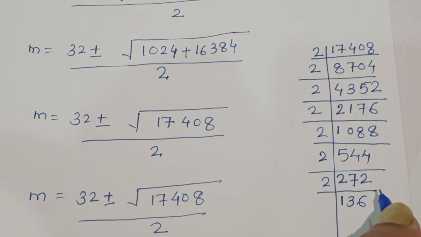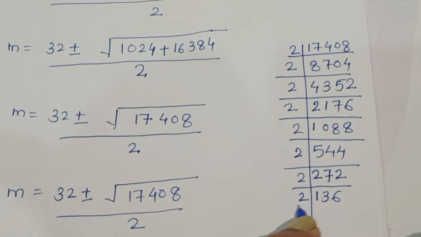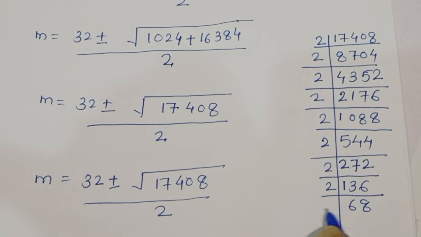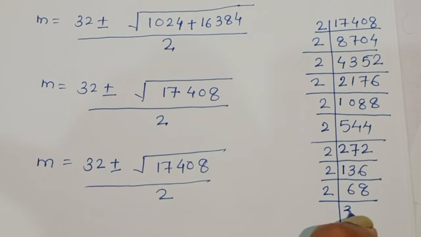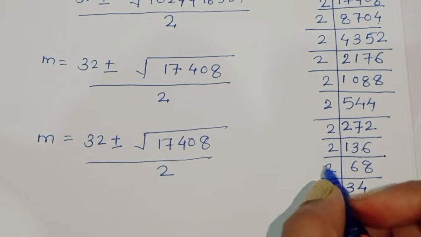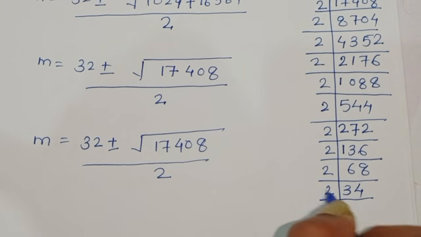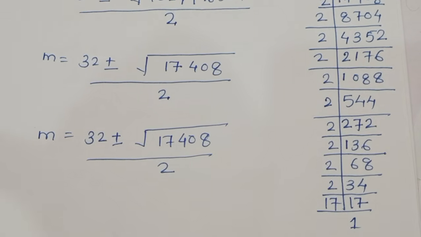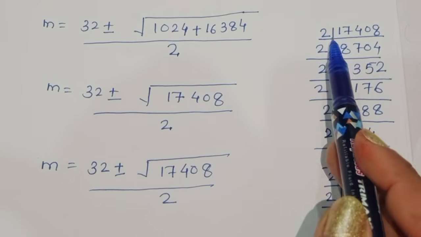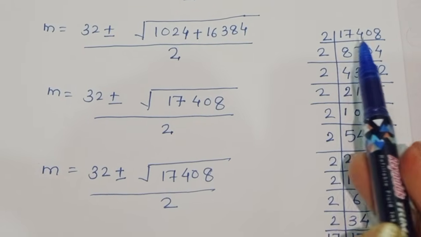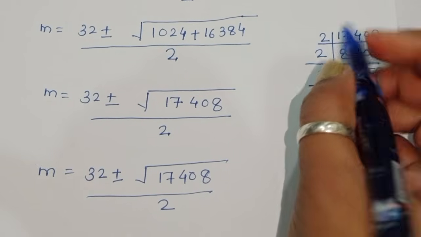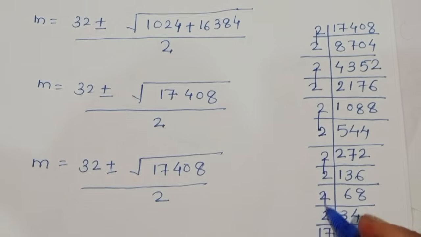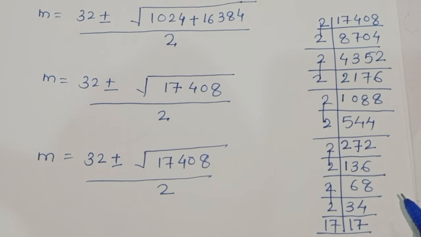So it will become 36. Now 2 6s are 12 and 2 8s are 16. 2 3s are 6, 2 4s are 8. 2 17s are 34 and here 17 1s are 17. So these are the factors of this number 17,408. Now we can make pairs here. So this is 1, 2, 3, 4 and 5 pairs of 2 we got here.